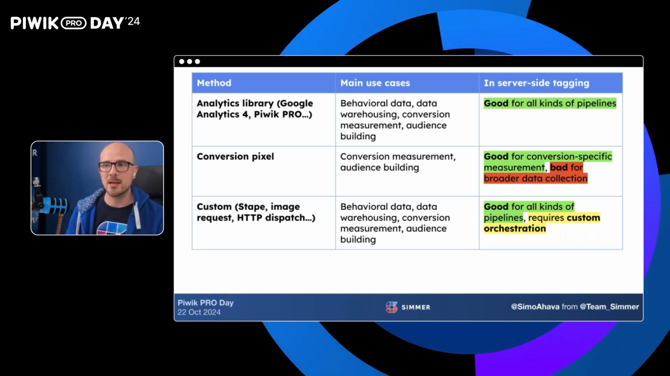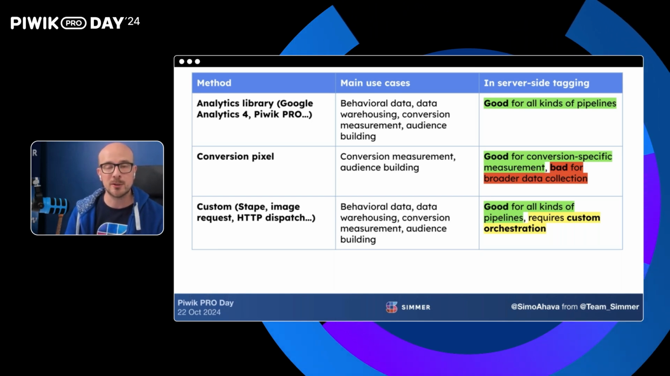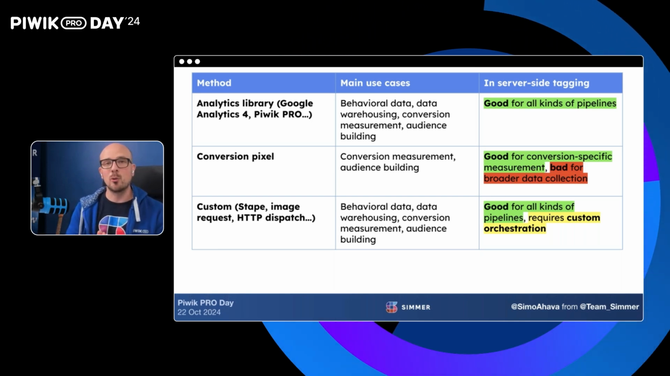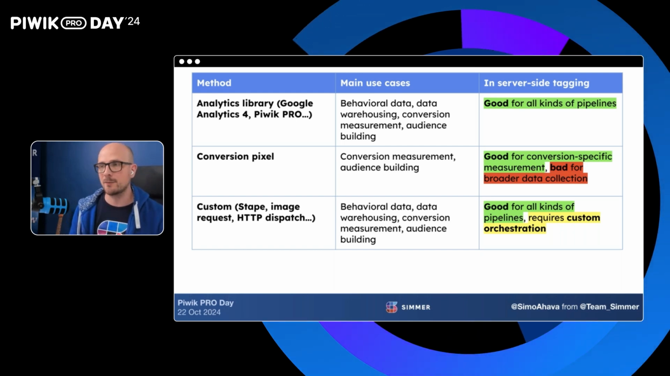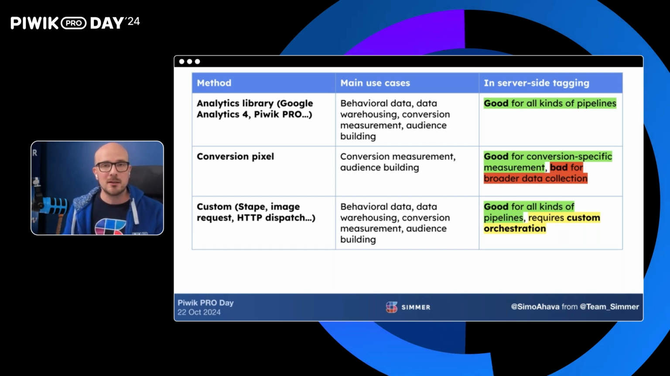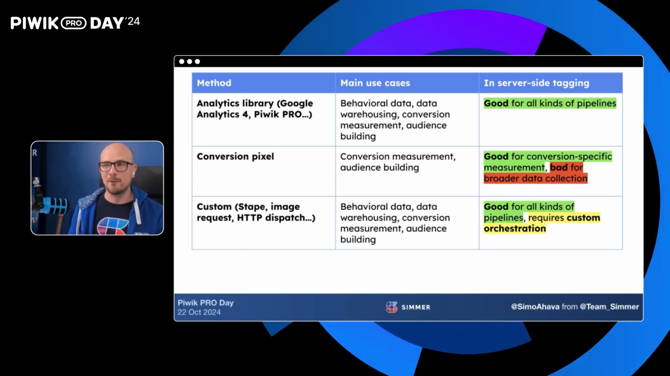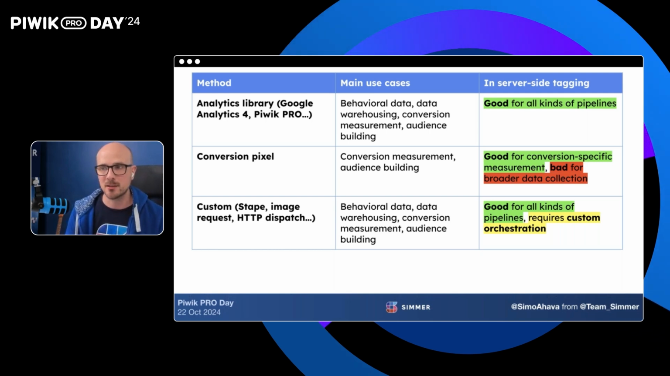And for this purpose, for example, Google Analytics 4 and Piwik PRO are great for incoming data streams because they are analytics libraries. They already collect a lot of information that's good for behavioral analysis, for data warehousing, conversions, audience building, the whole gamut. So these streams are dedicated for comprehensive measurement, and as such, they are very good for all kinds of server-side tagging pipelines.